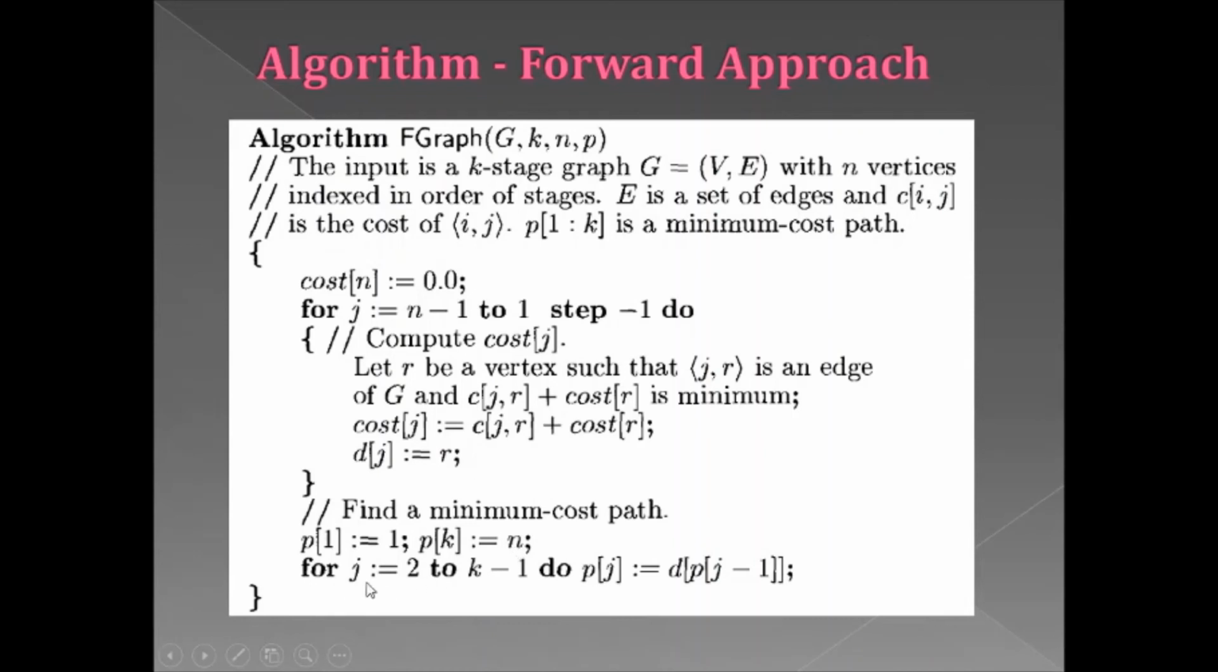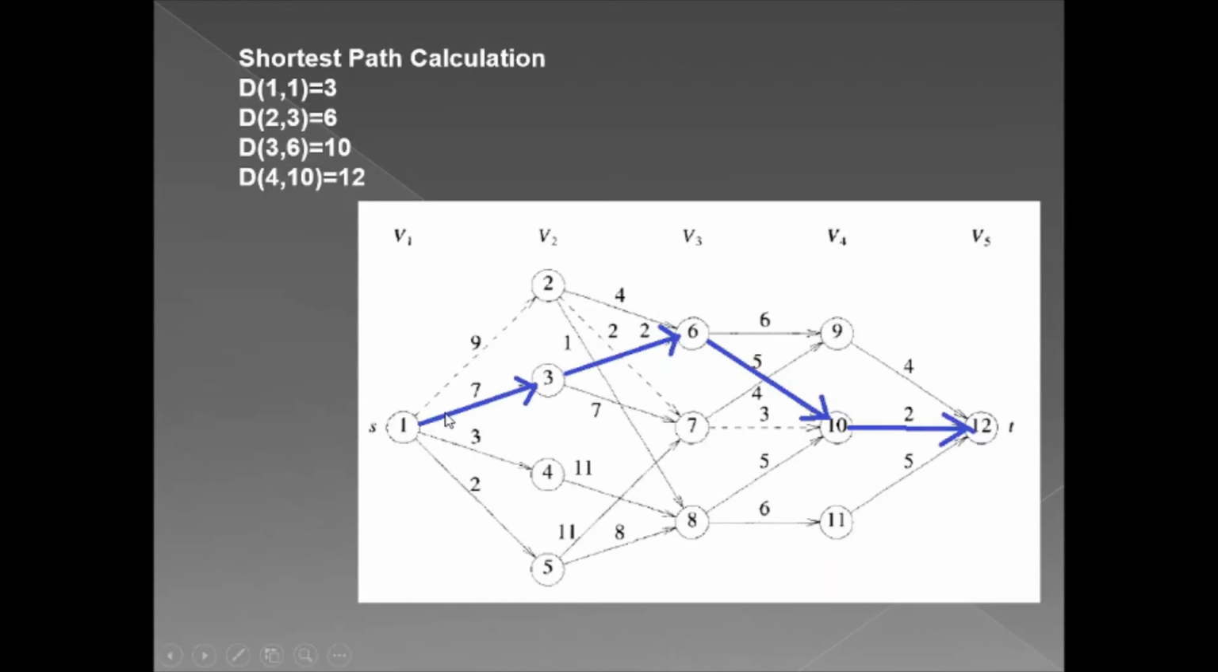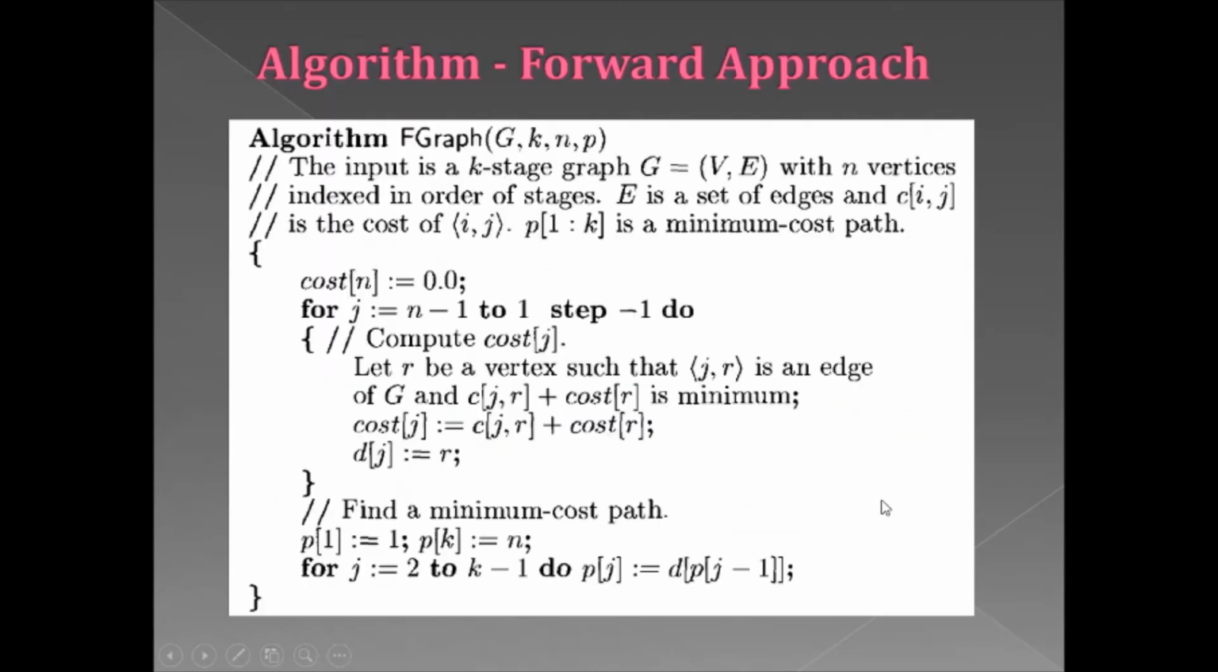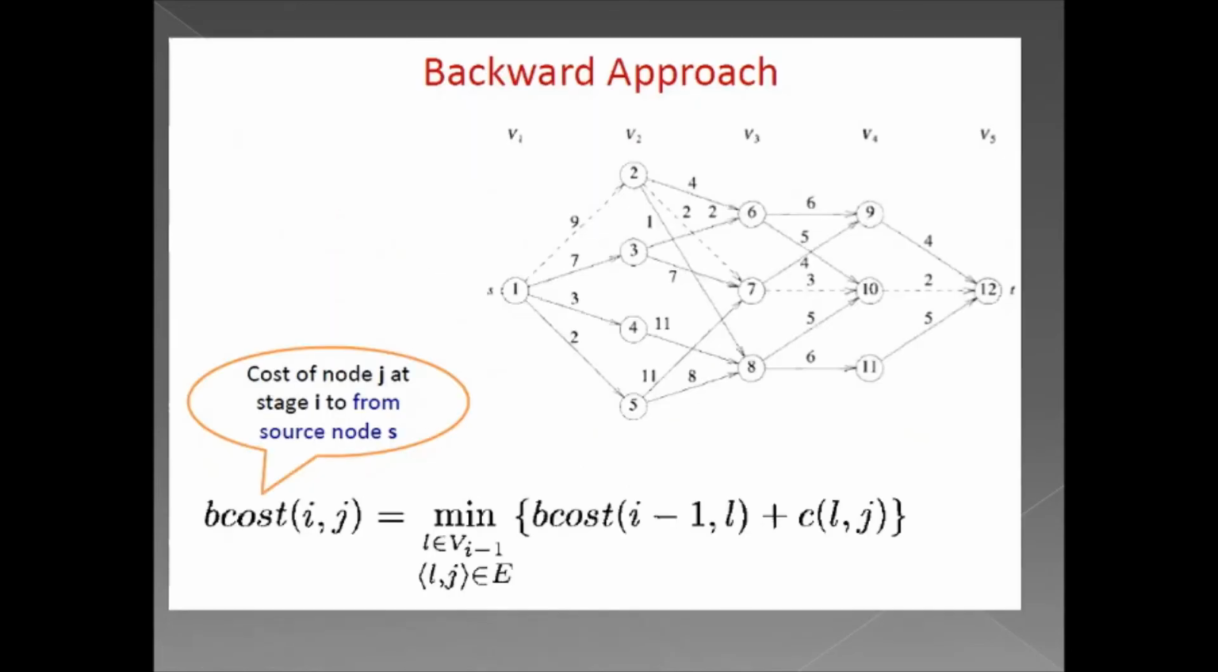We are going to start from the second vertex, that is 2, up to k minus 1, and here d(p(j minus 1)) we are going to assign to p(j). So this is how we are going to calculate the minimum cost path. This is the algorithm of the forward approach.